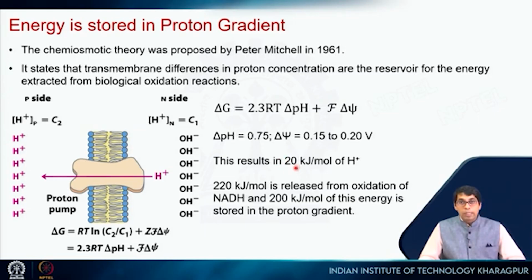So 10 times 20, that is 200 kilojoules of this energy is stored in the proton gradient. 220 kilojoules is the energy that is released from oxidation of NADH. So it means that out of 220 kilojoules of energy that is released when NADH is oxidized to NAD plus, 200 kilojoules of that energy is stored in this proton gradient. Which means that this is a very efficient process, right. So 200 out of 220 kilojoules of energy is actually efficiently stored. Only 20 kilojoules is lost.